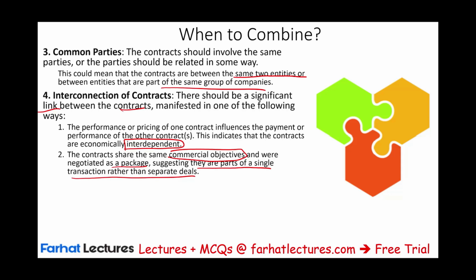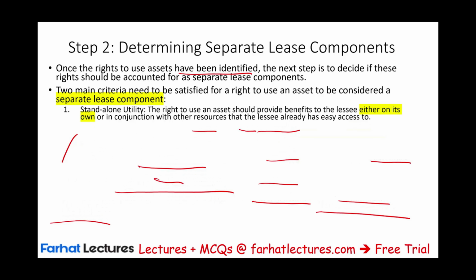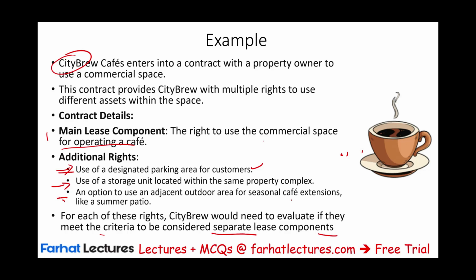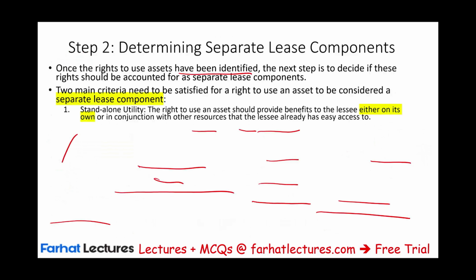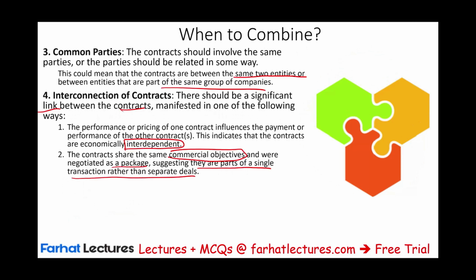Going back to the cafe, well, you need a parking space for your customers, you need storage for your supplies, and I wasn't sure what the third condition was. Let's go back and see what the third condition was. The third contract is an adjacent outdoor area. Yes, they are all, yes, and it's reasonable to see that they are all part of the same contract. What does that mean? It means now you can combine them.